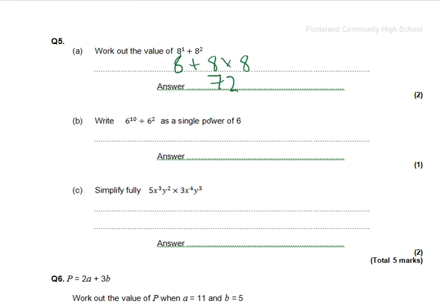6 to the power of 10 divided by 6 to the 2. When it's division, our rule is a to the n divided by a to the m is equal to a to the n minus m. So we just basically take away the powers. So 10 take away 2 is equal to 8. So we get 6 to the 8.